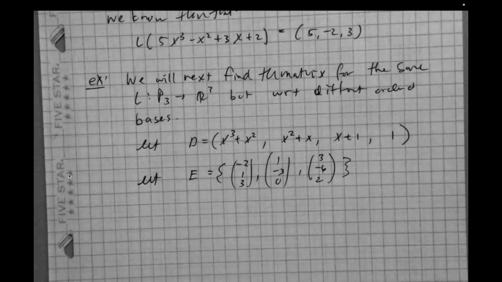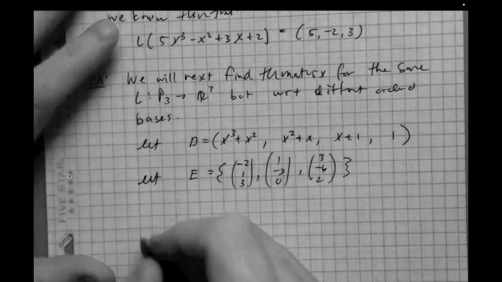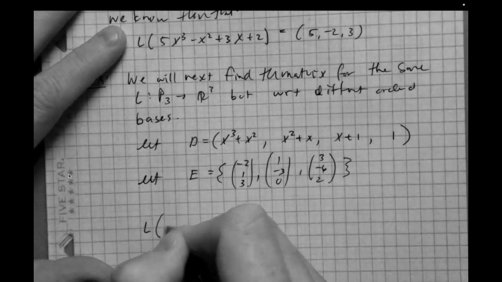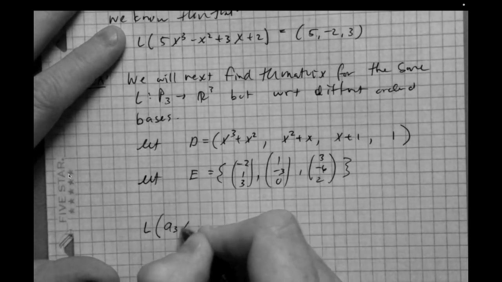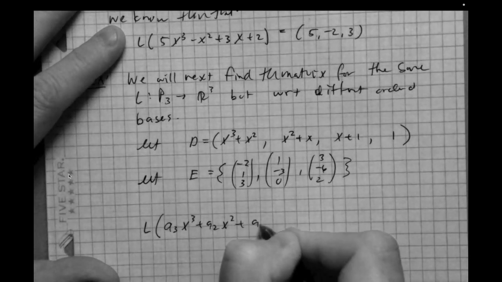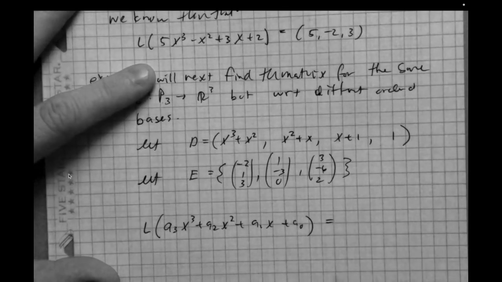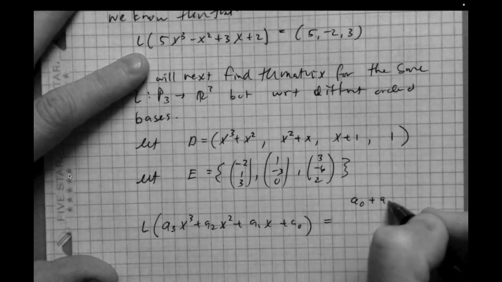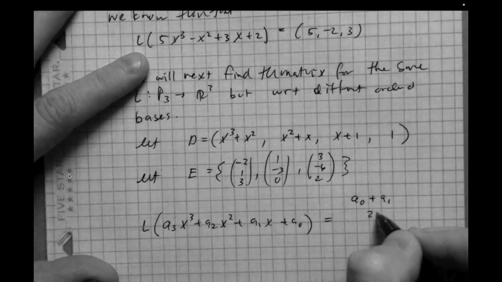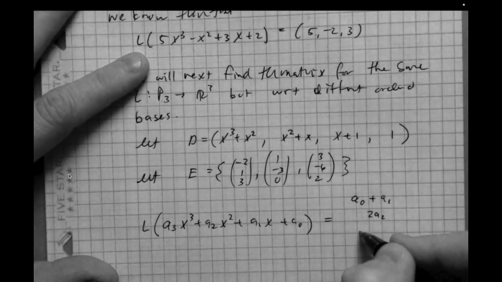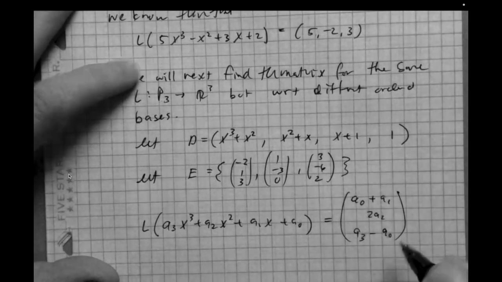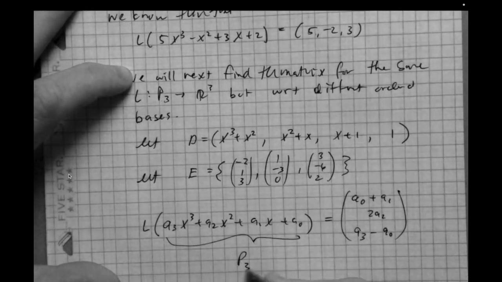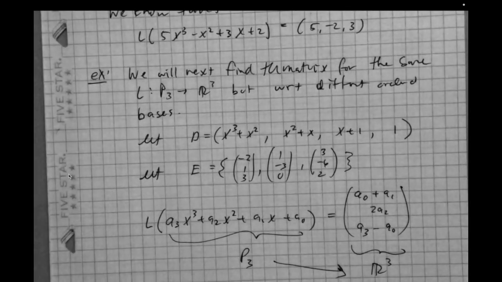Okay, so we've got two different bases now. Let's remember what the linear transformation does. L takes a polynomial, a3x cubed plus a2x squared plus a1x plus a0, and takes the coefficients of this polynomial and writes them into this form: a0 plus a1 is the first component, then 2 times a2 is the second component, and a3 minus a0 is the third component. This is from P3 to R3, so we're mapping from one to the other. That's what this linear transformation does.